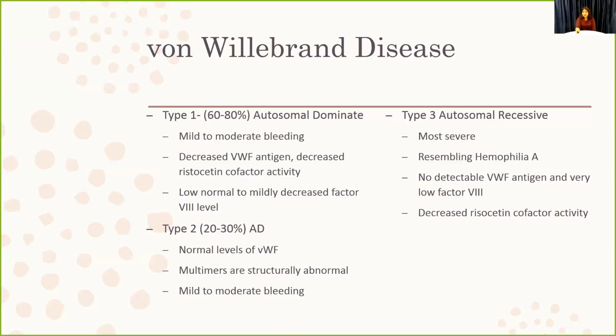And in our type 2, we have 20 to 30%, and this is also autosomal dominant. They have normal levels of von Willebrand factor. Multimers that you will usually test for are structurally abnormal, and they have mild to moderate bleeding.